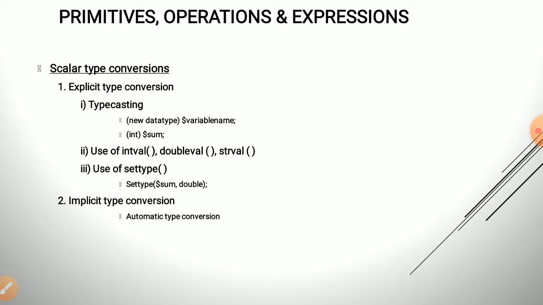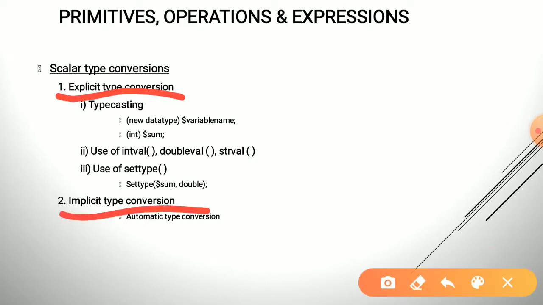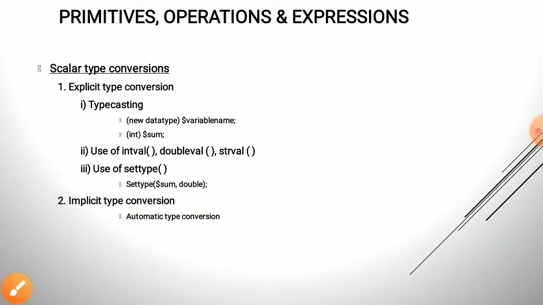The next topic is scalar type conversions. This is an important topic and has already been asked in your university examination. And we have seen this type of data conversion, that is implicit and explicit data conversion, in JavaScript also. So in PHP also there are two types of scalar type conversion. One is explicit type conversion and second one is implicit type conversion.